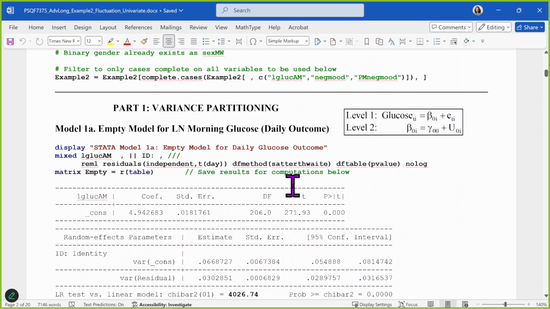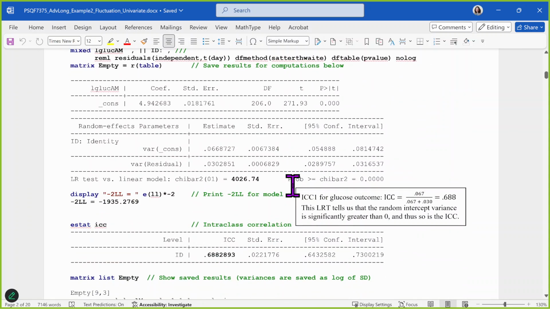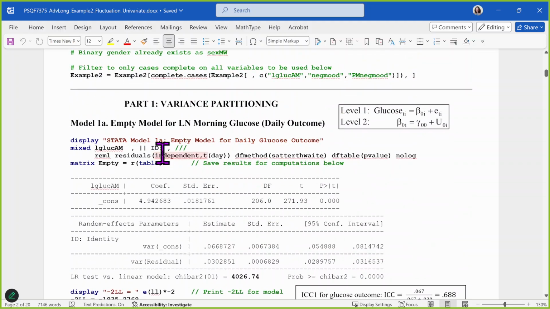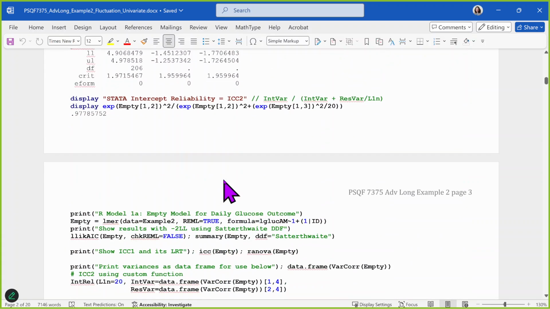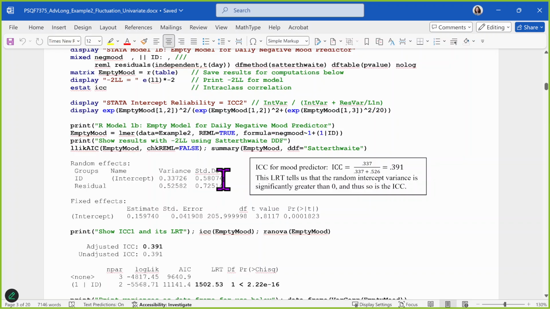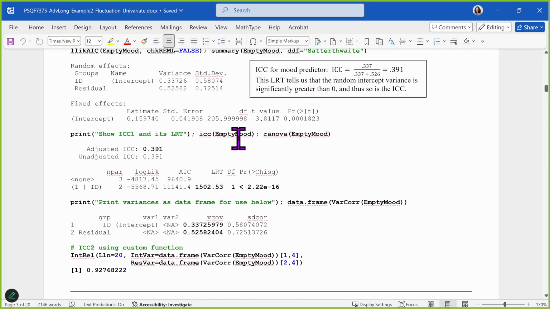First things first, we did variance partitioning to figure out how much variance is in each of these variables. So for glucose, it worked out to be an intraclass correlation of about 0.7, so 70% between on that score. With respect to negative mood as our time-varying predictor, it was about 40% between. So what does that mean right away in terms of the potential for the kinds of relationships that we can have? If I have an outcome that has 70% between and a predictor that has 40% between, what does that tell me? What do I need to worry about?